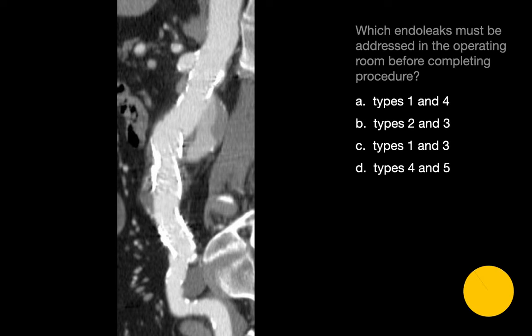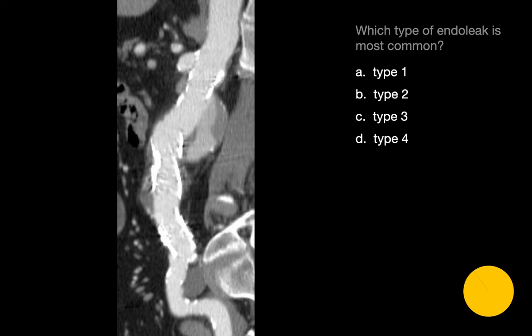And let's move on. Which endoleaks must be addressed in the operating room before completing the procedure? So type 1 and type 3 endoleaks must be fixed immediately. Which type of endoleak is most common? Type 2 endoleaks are the most common and usually not immediately detrimental.